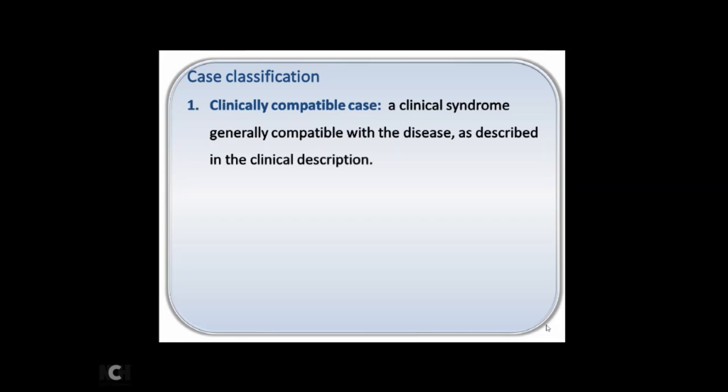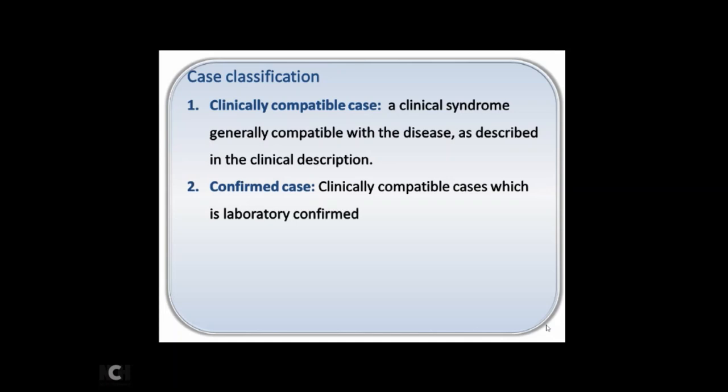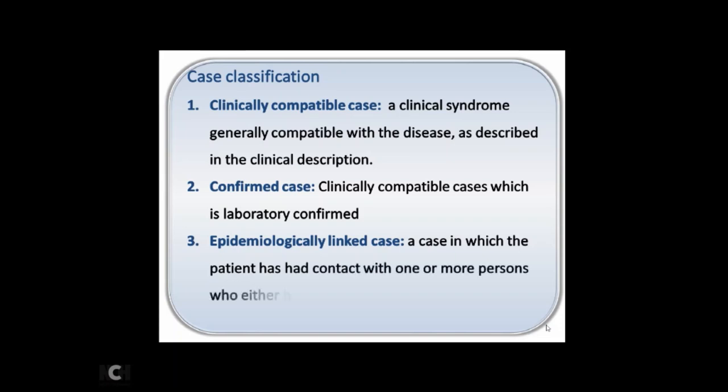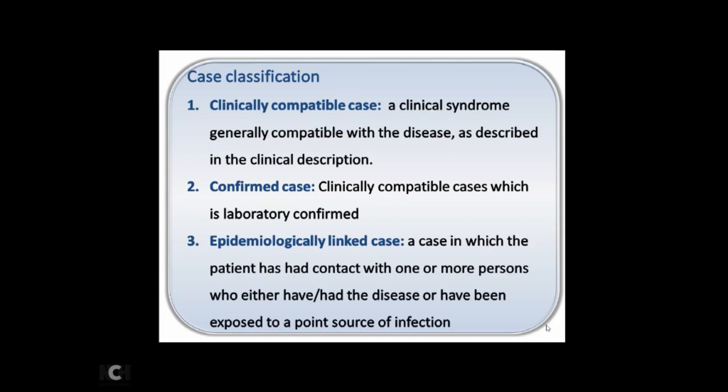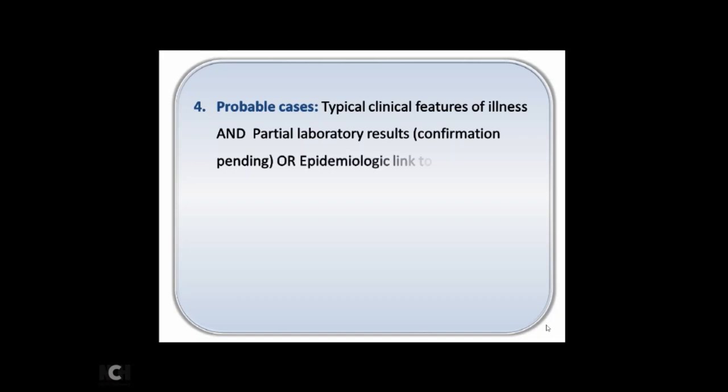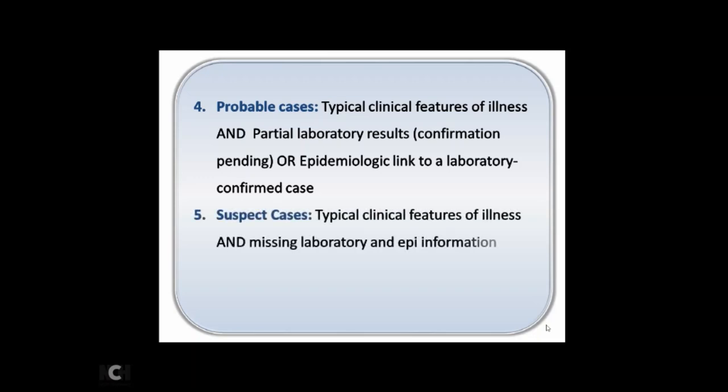Now, when it comes to case classification, cases can be classified as clinically compatible cases, which is a clinical syndrome generally compatible with the disease as described in the clinical description. Confirmed cases are clinically compatible cases which are laboratory confirmed. Epidemiologically linked cases are cases in which the patient has had contact with one or more persons who either have or had the disease or have been exposed to a point source of infection. Probable cases have typical clinical features of illness and partial laboratory results, confirmation pending, or an epidemiologic link to a laboratory confirmed case. And suspected cases are cases with typical clinical features of illness and missing laboratory and epidemiologic information.